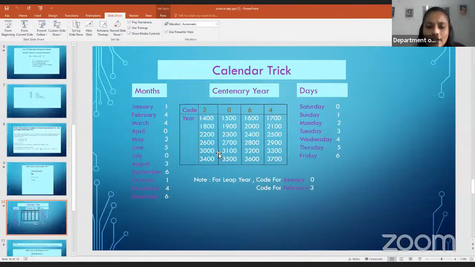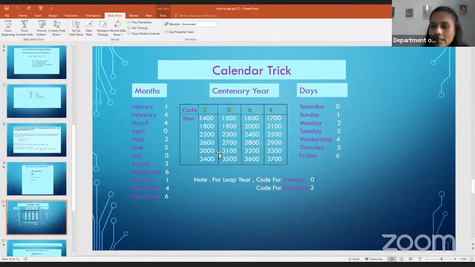Okay, and there is one another note for the leap year. For the code January it is 0. The codes displayed in this table for the months are for general years. But if we have a leap year, then for January, instead of 1 we have 0, and for February, instead of 4 we have 3. Otherwise the codes are as they are.